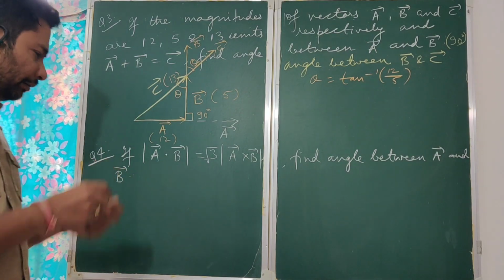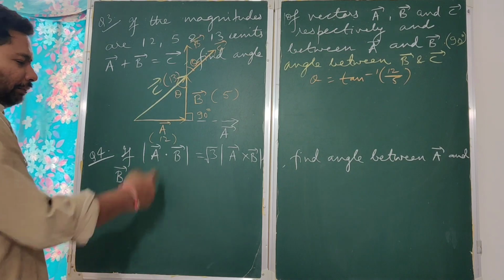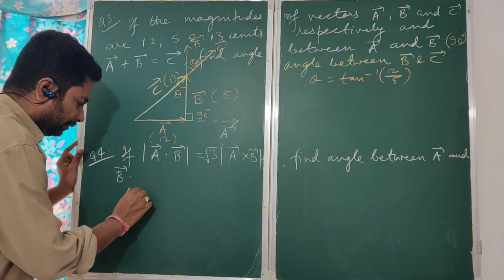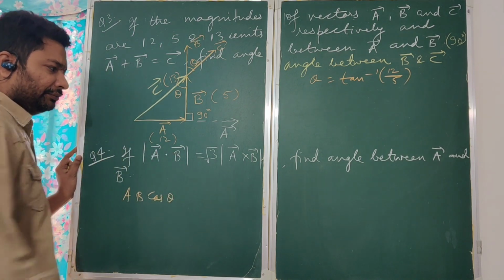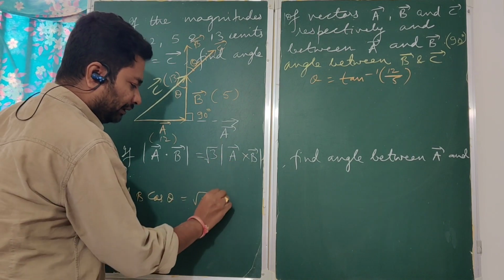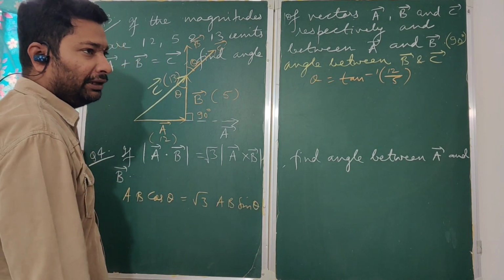Now let's see the next problem. Mod of A dot B. So A dot B will always give you a scalar thing only. So it will be AB cos theta, where theta is the angle between A vector and B vector. So this will be equal to root 3 mod of A cross B. How much is that? AB sin theta, n cap mod will be equal to 1.